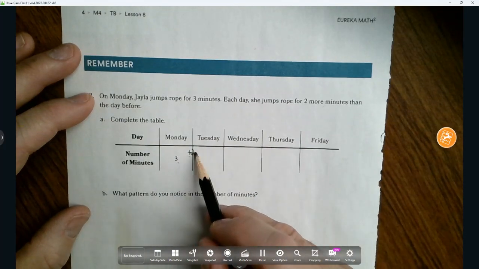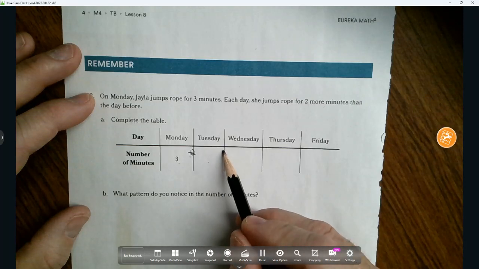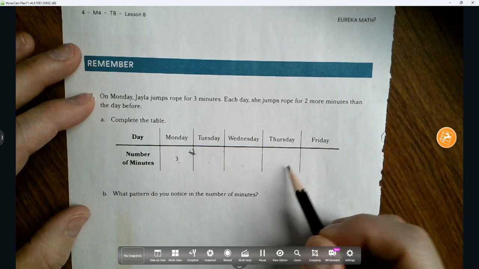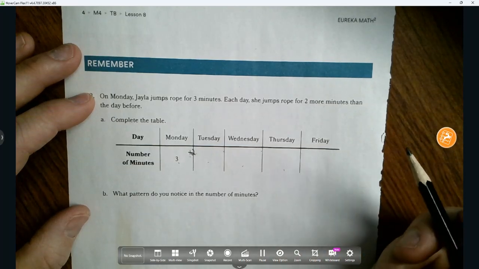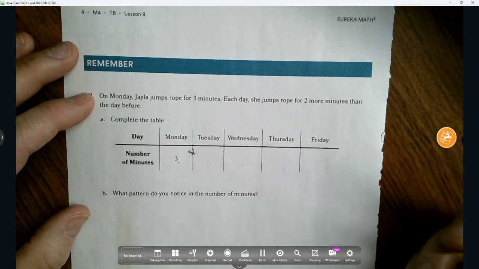So what is 3 plus 2? Put that answer here. Then your new answer plus 2. Then your new answer plus 2. Then your new answer plus 2. See what we're doing here? What pattern do you notice in the minutes? Find that one out on your own.